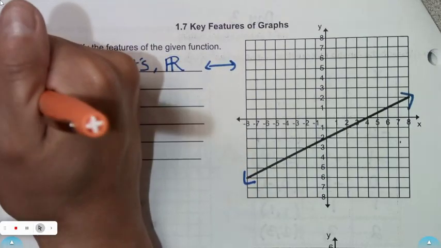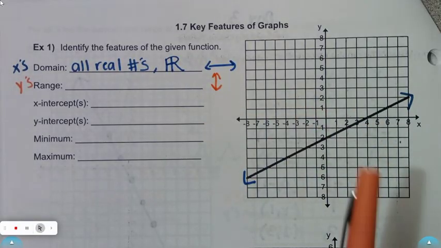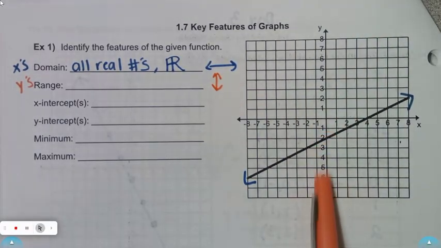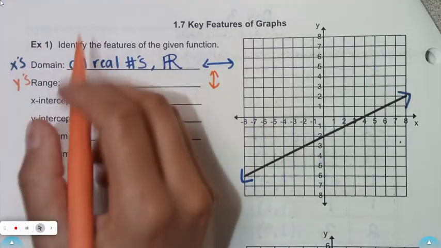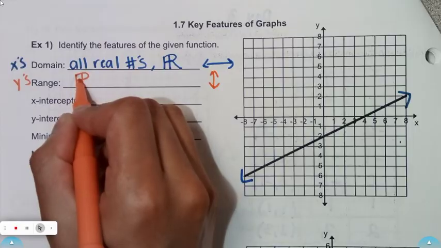Your range is the y's. Remember, that's your up, down. This goes up forever. This goes down forever. So your range is all real numbers. You write the number 11, and then you connect them and you make an R.